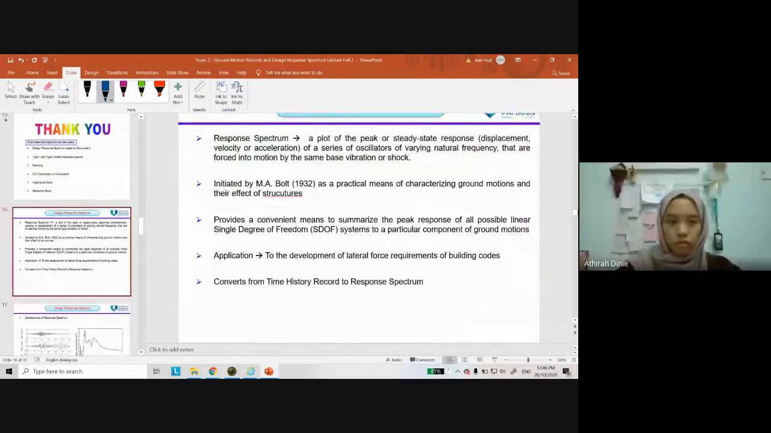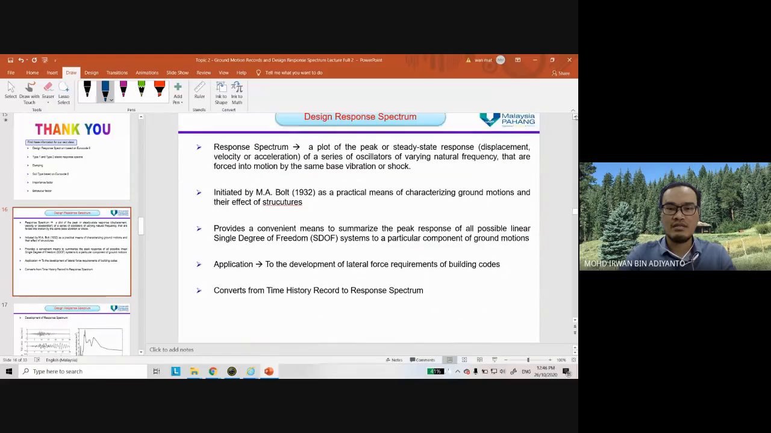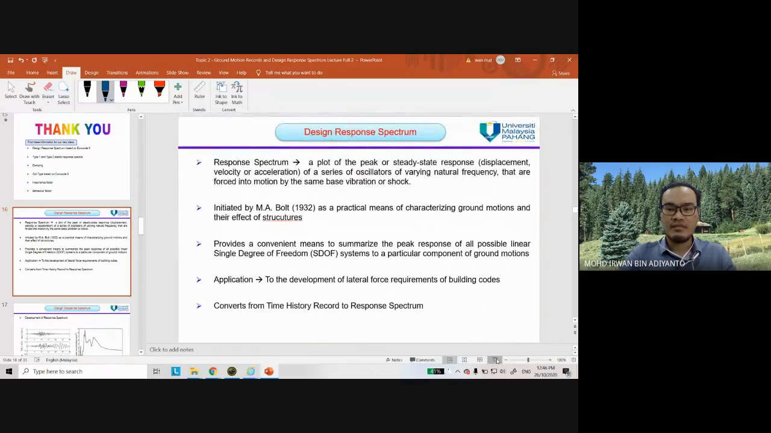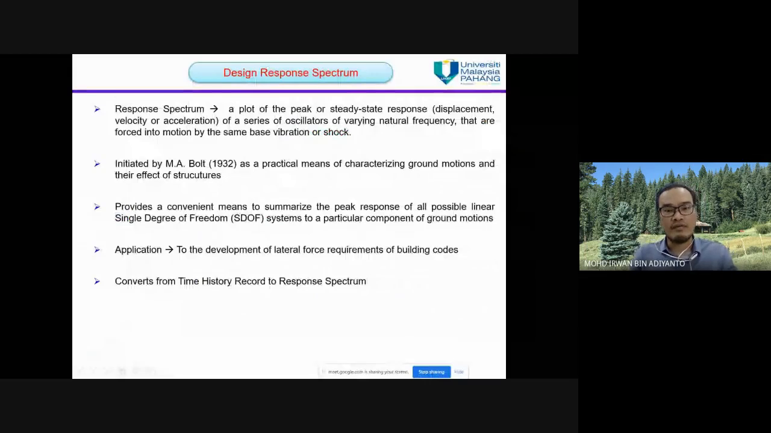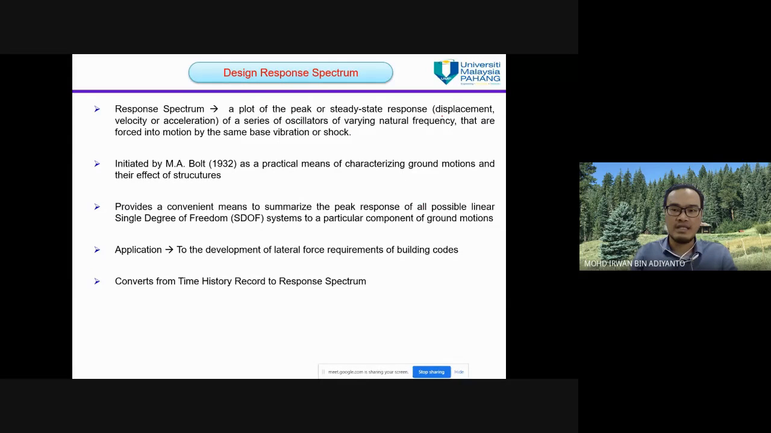Alright, the design response spectrum is a plot of the peak or steady state response, which represents the displacement, velocity or acceleration of a series of oscillators of varying natural frequency that are forced into motion by the same base vibration or shock. It was initiated by Housner in 1932.